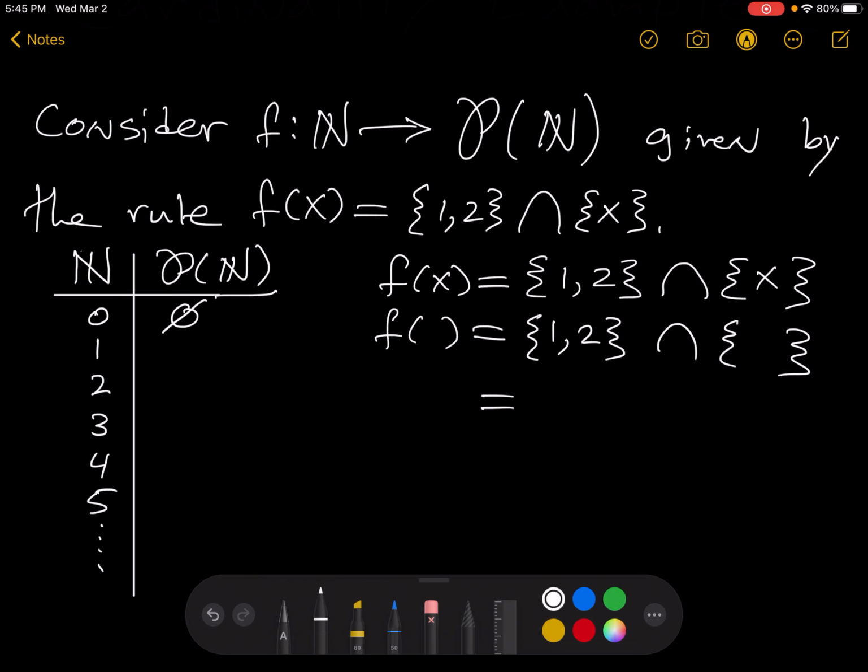Now I'm going to figure out f of 1. What's common to the set containing 1 and 2 and the set containing 1? That's right, it's the element 1. Now figuring out f of 2, we see that 2 is common to both sets. Now figuring out f of 3, we see that nothing is common to both sets. So our answer is the empty set.